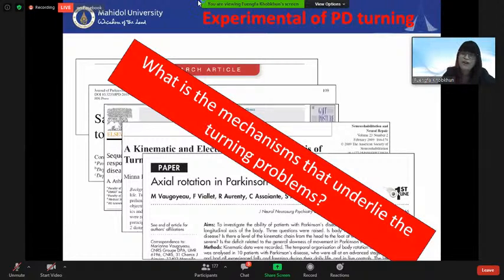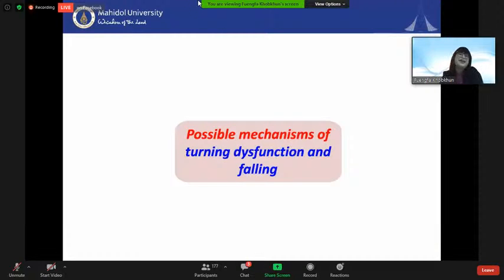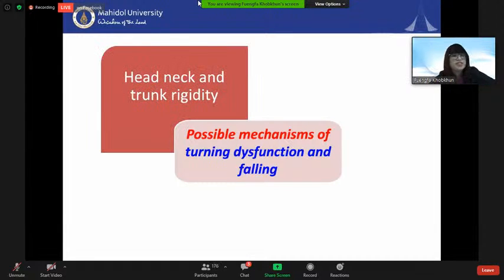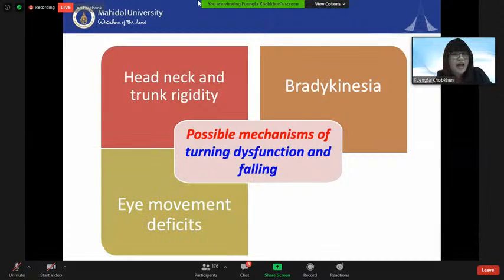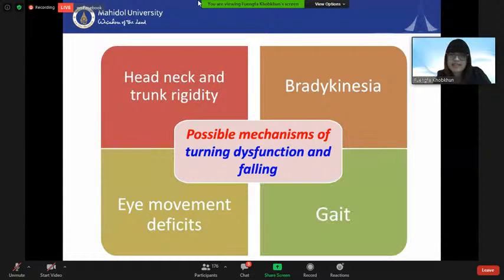So what is my answer? Yeah, the possible mechanisms of turning dysfunction and falling in PD include, the first one, head, neck, and trunk rigidity. The second one is bradykinesia. The third one is eye movement deficits. And the last one is gait disorder in PD. Okay, you can agree with me that these are quite possible mechanisms. Okay, I will go through each topic.